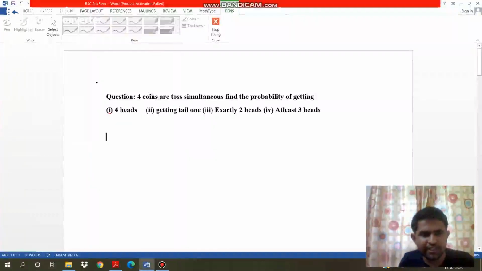Hello guys, today I will explain an example based on probability. The question is: 4 coins are tossed simultaneously. Find the probability of getting 4 heads, getting 1 tail, exactly 2 heads, and at least 3 heads.